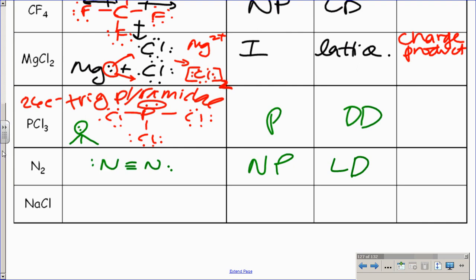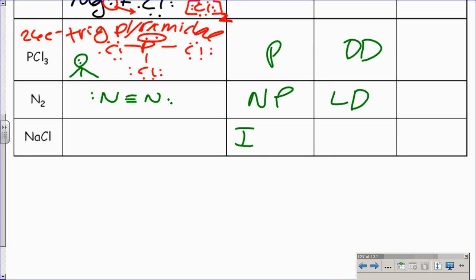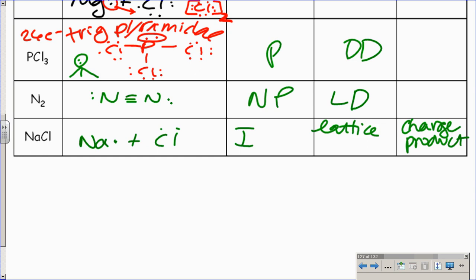Sodium chloride. Okay, so it's got a lattice, and that lattice's charge product is going to be important for us. So anyway, the Lewis dot: sodium goes to Na plus, and then chlorine with 7 electrons goes to chlorine with 8 electrons.